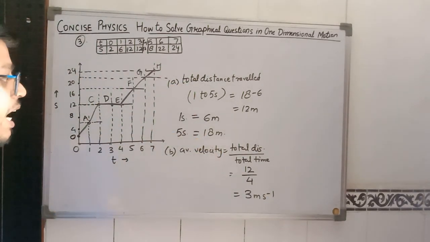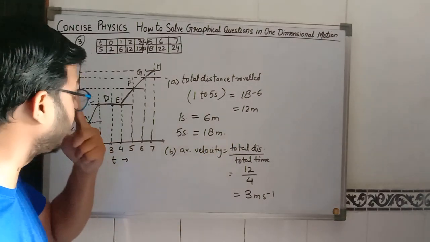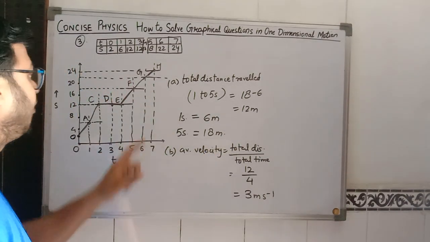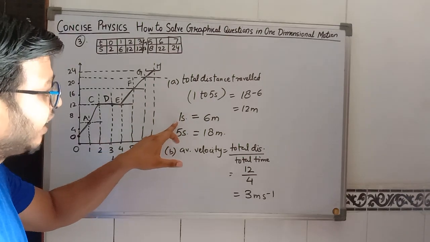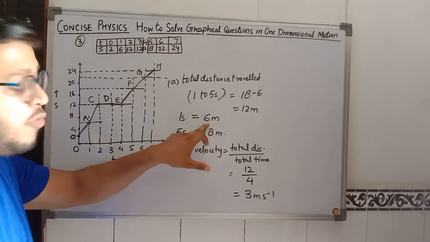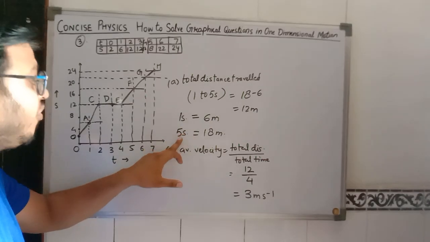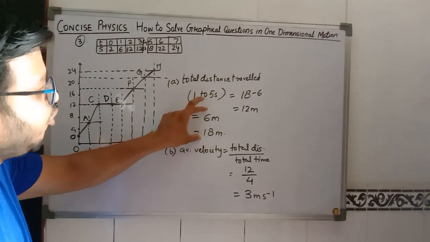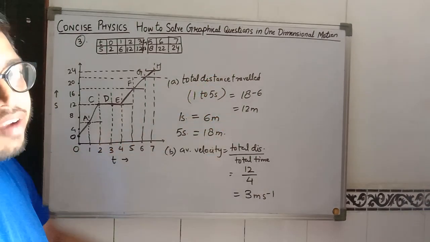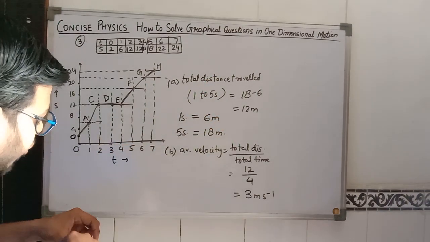Average velocity is found with the help of the formula total displacement upon total time, and the total distance traveled we can find directly, because the initial point is at 1 second. At 1 second the object was at 6 meter, and at 5 second the object was at 18 meter. The difference between these two positions gives the distance traveled by the object between 1 to 5 seconds.